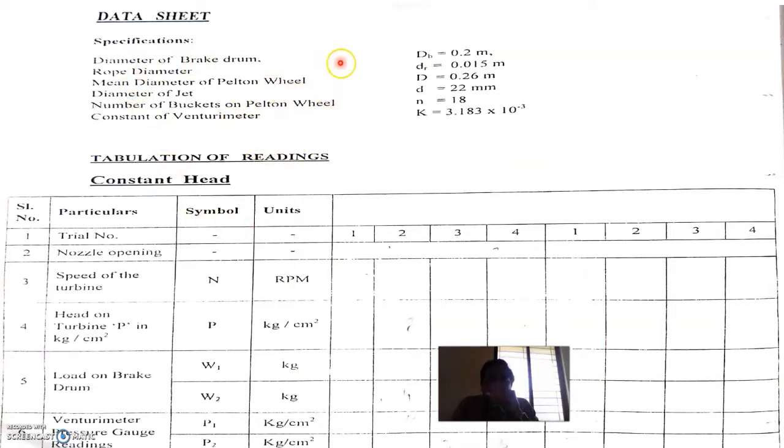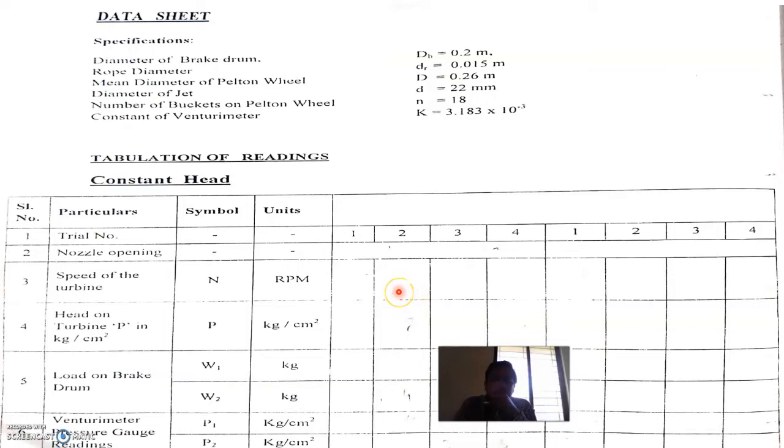In the observation table, we have the diameter of the drum, which is 0.2 meters, and the rope diameter, which is 0.015 meters. The mean diameter of the Pelton wheel is 0.26 meters, the diameter of the jet is 22 mm, the number of buckets is 18, and the venturimeter coefficient is 3.183 into 10 to the minus 3. This is the tabulation sheet which we are going to use.